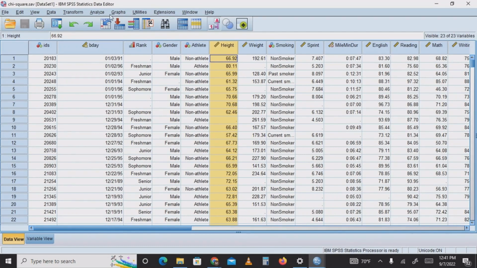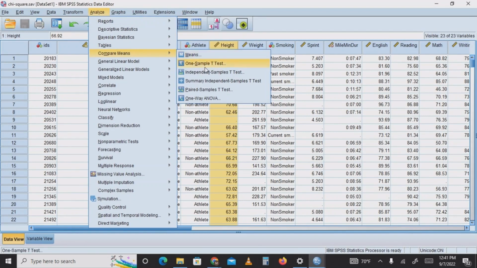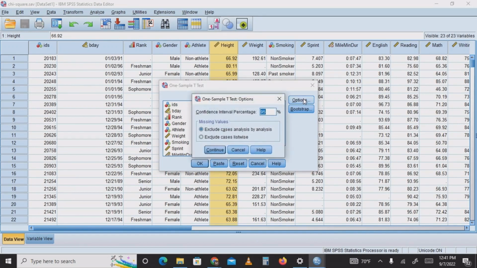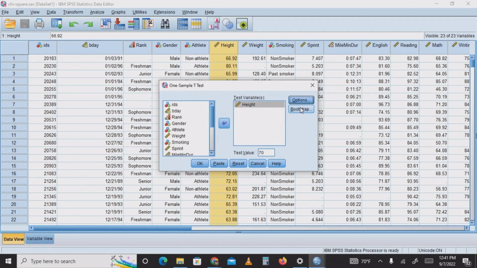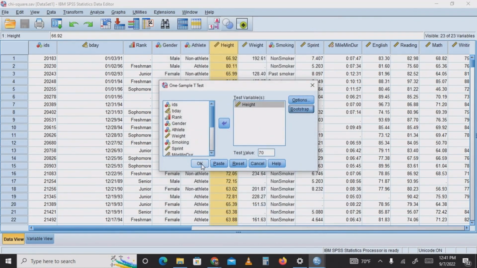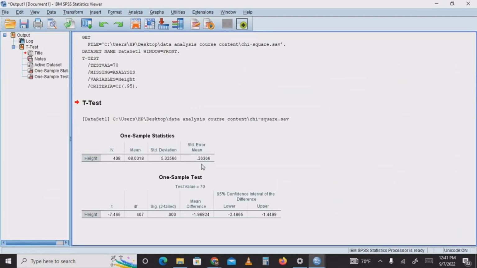So where are we going to go? We're going to go to Analyze, Compare Means, One Sample T-Test. Here we're going to go to height and push it here. What's our test value? 70, right? So we're going to have 70 here. And then let me see Options. Is there anything here for us? Nothing really. And then Bootstrap, is there anything here for us? Nothing really. So let's continue. Boom, our answer is here for us.